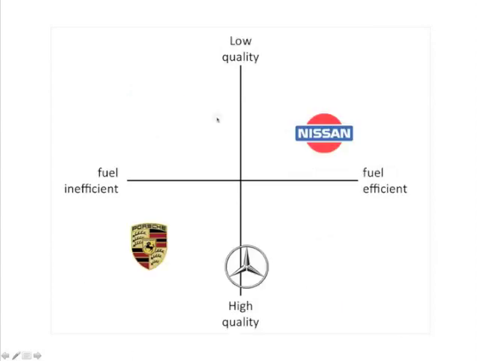We have another biplot with constructs low quality, high quality, fuel inefficient and fuel efficient, and where the elements are placed, where Nissan is highly fuel efficient, Mercedes is a high quality car, and Porsche as well, but not so fuel efficient. And also we might imagine it on a sheet of paper. I'll tell you in a second why.